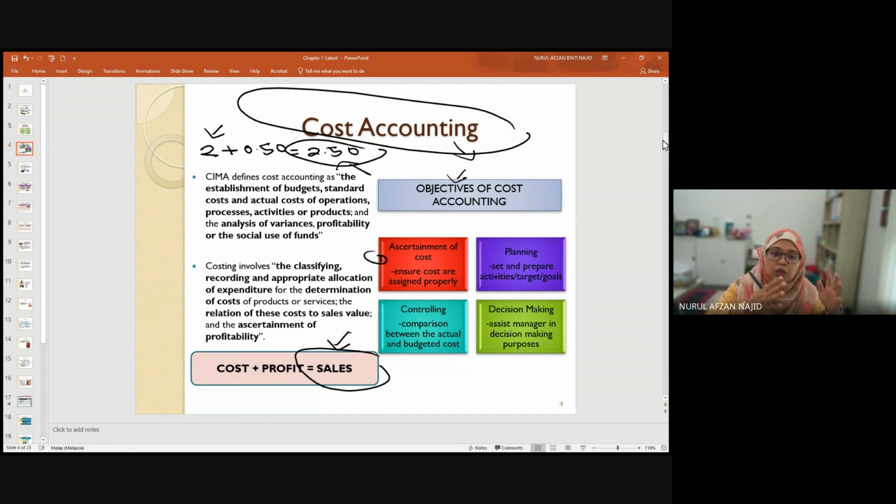So bila tak accurate, dia akan effect kepada planning, dia akan effect kepada controlling, and last one dia akan effect kepada you punya decision making. Right? So that's why bila you nak menentukan harga kos satu barang, you kena buat cost accounting.